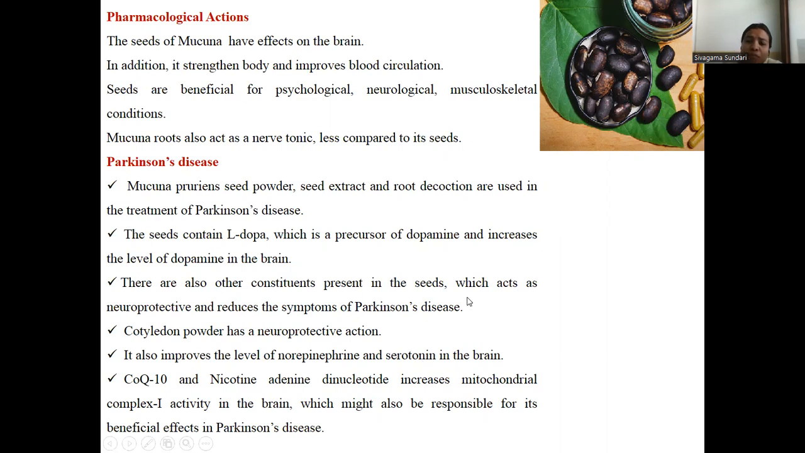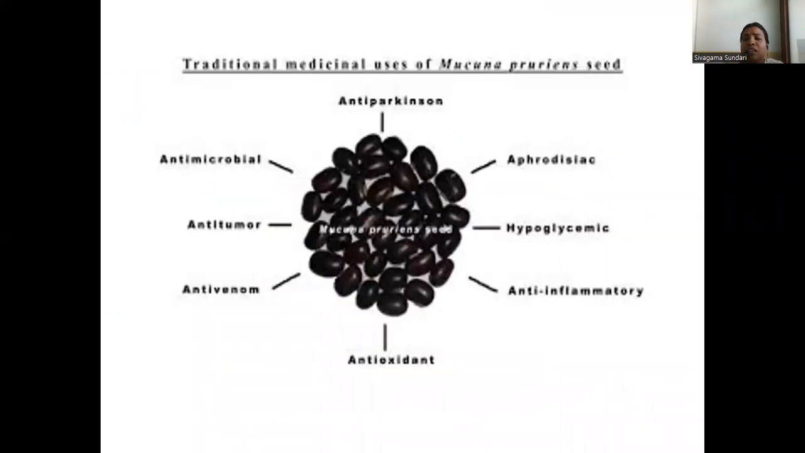So the main pharmacological action is L-dopa present in the seed content. It is used in the treatment of Parkinson disease to bring up the dopamine level and to repair nerve cell damage. In addition to that, it has aphrodisiac action, it increases sexual desire. It is hypoglycemic, meaning it regulates the blood sugar level. Anti-inflammatory, antioxidant, anti-venom, anti-tumor, and antimicrobial activities are present in the velvet bean, commonly called Mucuna pruriens, from the seed content. So these are the pharmacological actions of Mucuna. Especially, it is very good in the treatment of Parkinson disease.